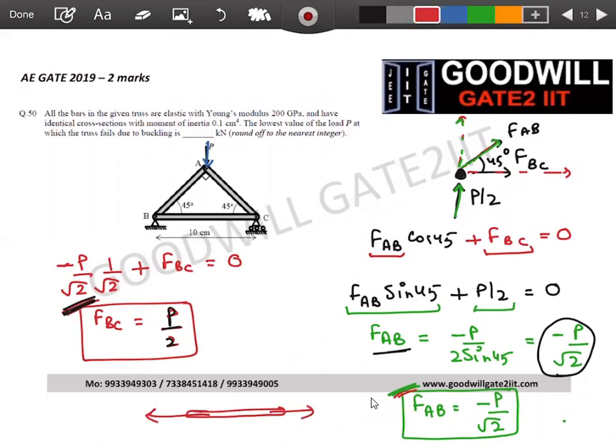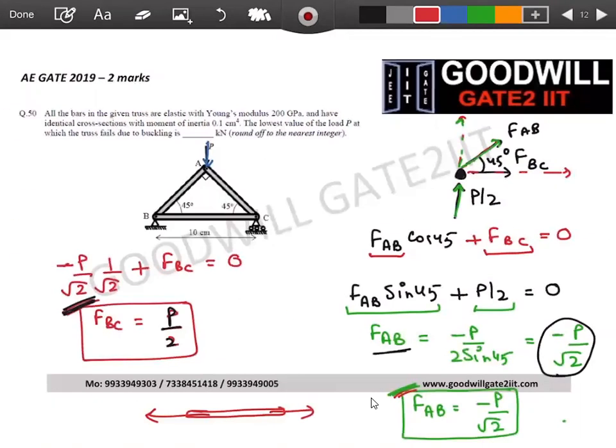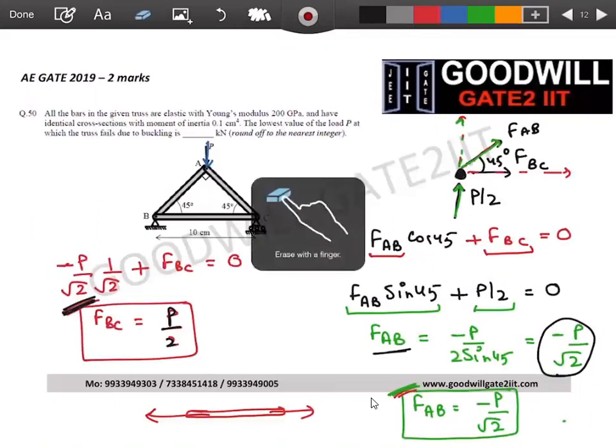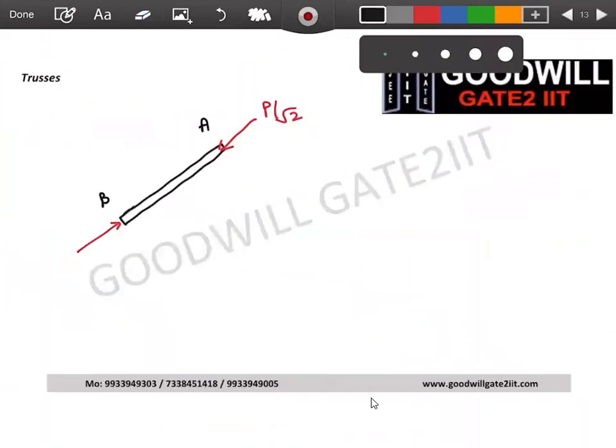So if you see AB, this is the problem, and something like this is happening. You are compressing it with force of P by root 2. That's what you have calculated. I just want you to understand the physical problem. So why I am not considering F of BC, I hope it is clear. So I'm going directly with AB. Now from here, slight column theory is needed. If it is clear, it's fine. Otherwise, please try to get this.